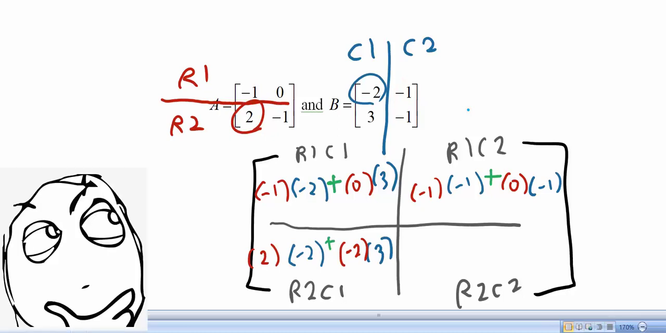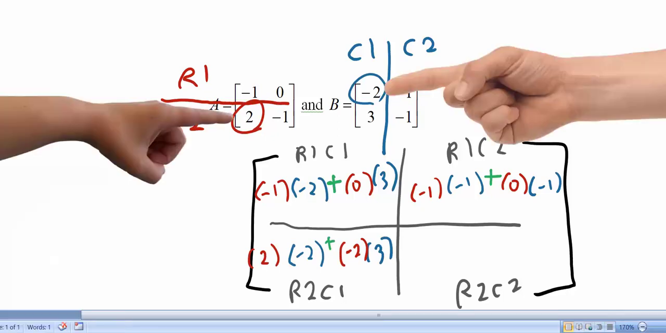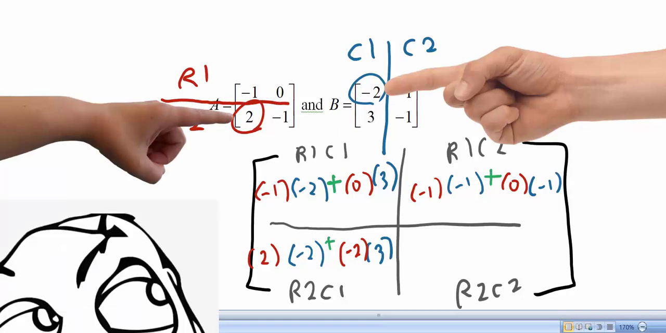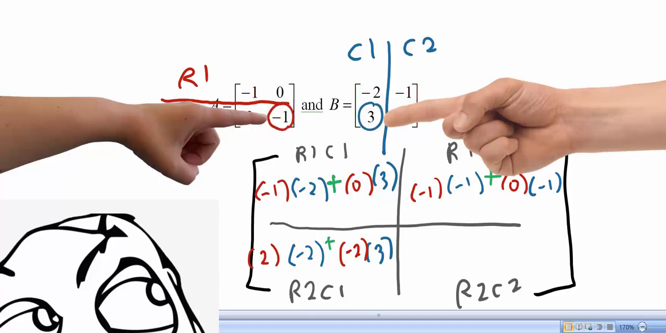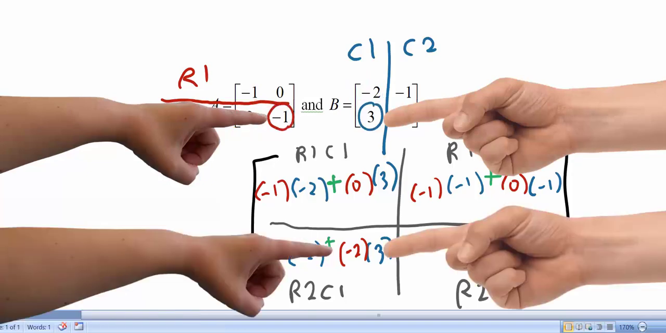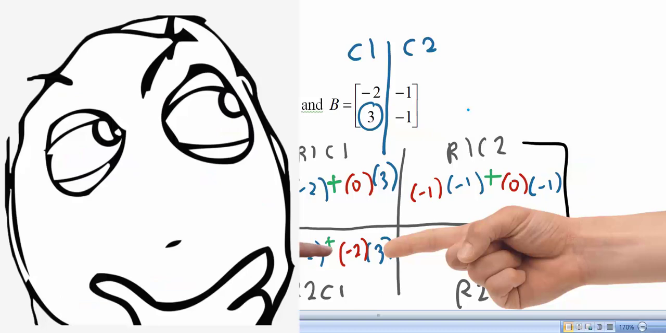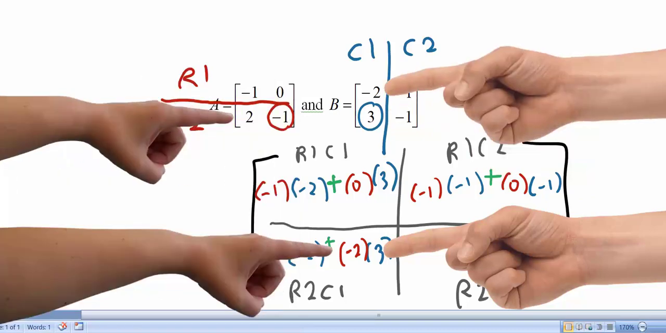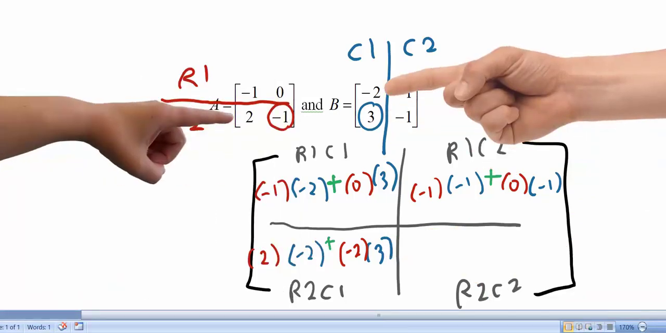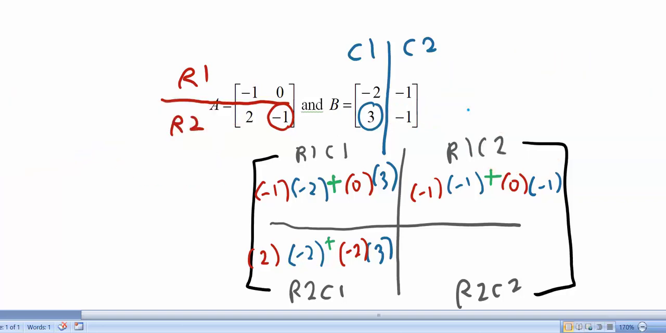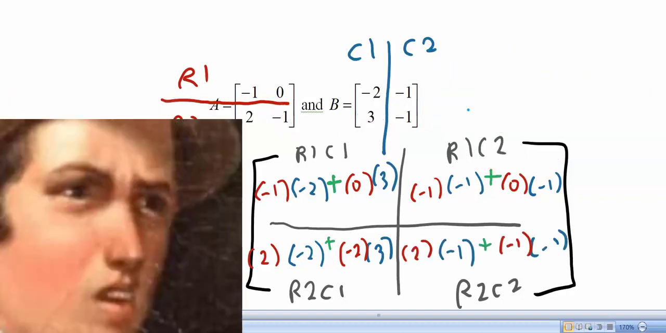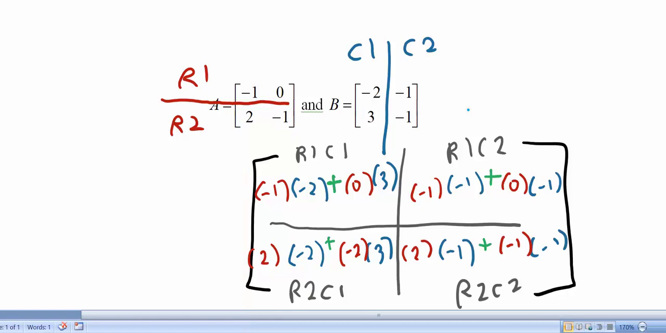So, row 2, column 1, we begin with our left finger on 2, our right finger on -2 in column 1. And then when we move both fingers at the same time, we have -1 times 3. Remember, both fingers move at the same time. Your left finger only moves left and right. Your right finger only moves up and down. In a similar fashion, we get 2 times -1 plus -1 times -1. Make sure you're moving both fingers at the same time.